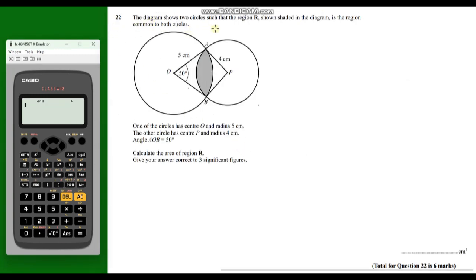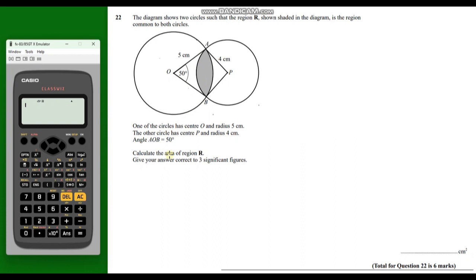The diagram shows two circles such that the region R, shown shaded in the diagram, so this region here, is the region common to both circles. One of the circles has centre O and radius of 5 centimetres, and the other circle has centre P and radius of 4 centimetres. Angle AOB is 50 degrees. So all of this information has already been given to us in this text here. Well, it's been given to us on the diagram.